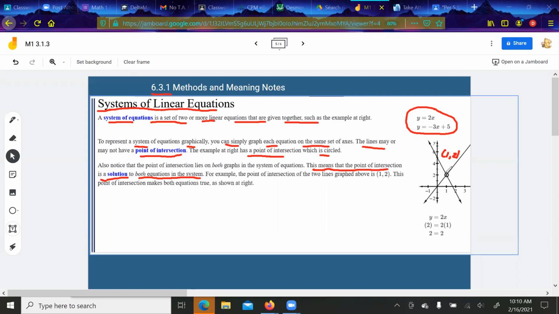The reason is that 1, 2 is on this line, and it is on this line. It is on both lines. That is why it's considered the solution of the system. For example, the point of intersection of the 2 lines graphed above is 1, 2. This point of intersection makes both equations true, as shown at the right. Copy as much of that down as you can.